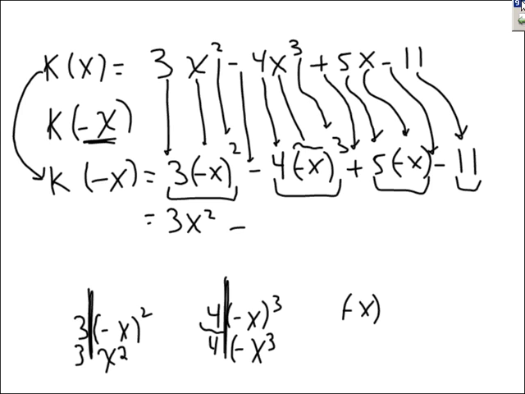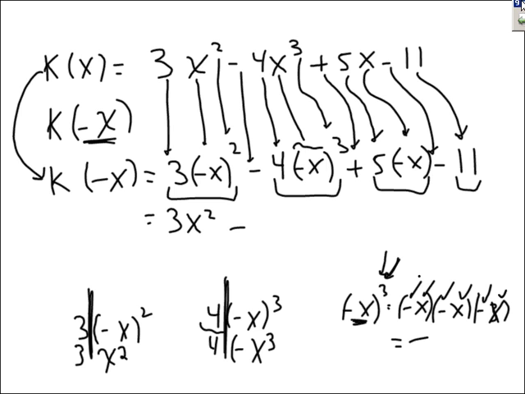Negative x cubed means negative x times negative x times negative x. What's in the bracket gets multiplied by itself 3 times because of this 3 here. Well, a negative times a negative times a negative is a negative, and x times x times x is x cubed. So it's 4 times negative x cubed, which is negative 4x cubed. Fine, you can change those. Then 5 times negative x is negative 5x, minus 11.